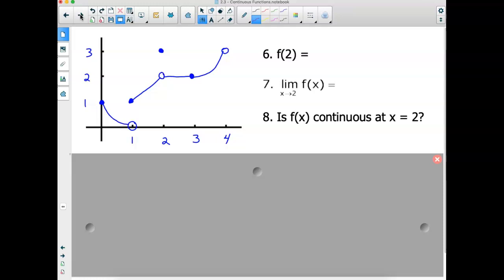Okay, I'm back. F of 2. What is f of 2? Well, I can come right over here, and I can say f of 2. Oh, f of 2 equals 3.